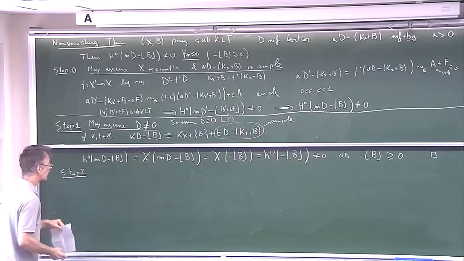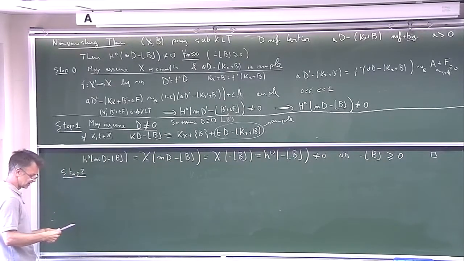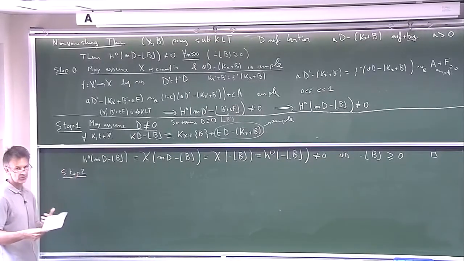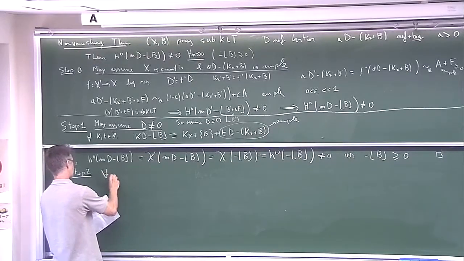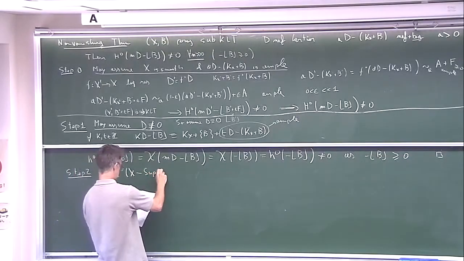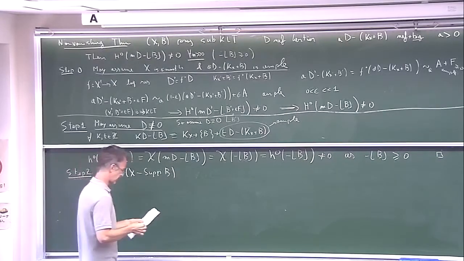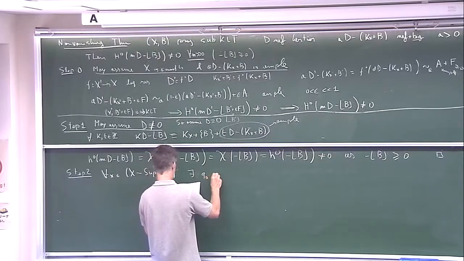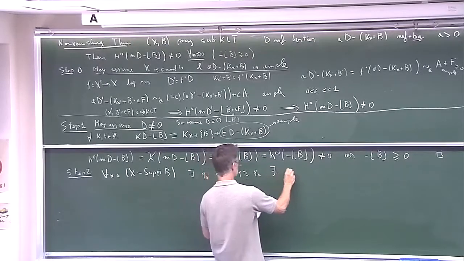So now I know that D is not numerically equivalent to 0. I'm going to use that to create some interesting sections, not of D itself, but maybe I should just write the statement. So let's pick a point on X, but let's assume that it's not in the support of B. Just pick a general point on your variety. And I claim that there exists an integer Q0 such that for every Q greater or equal to Q0, there exists a Q divisor.